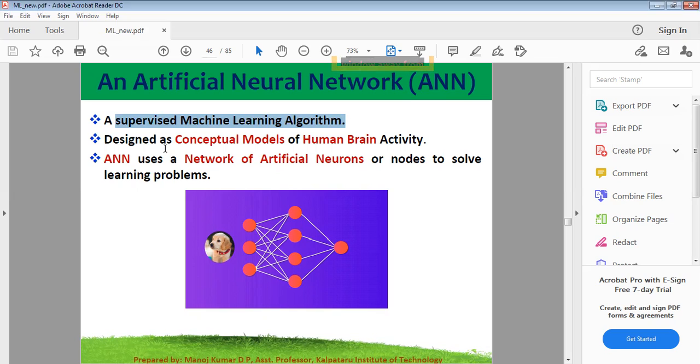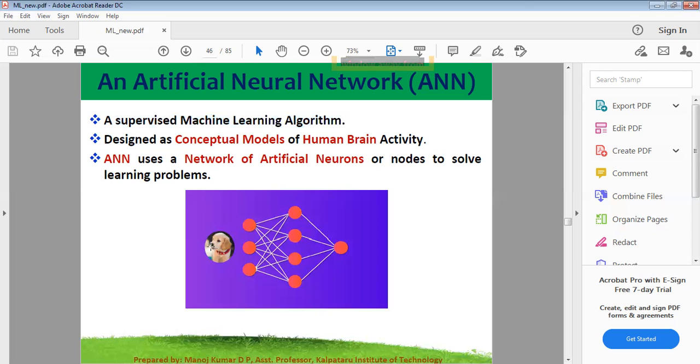It is designed on conceptual models of human brain activity. It uses a network of artificial neurons or nodes to solve learning problems. It will work through a set of neurons, where neurons are inside the nerves in our body. So it is a network of neurons or nodes to solve the learning problem.